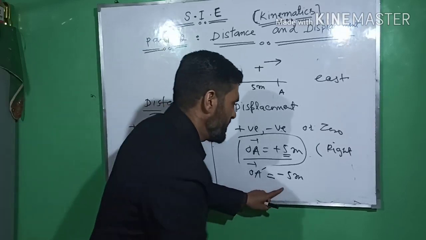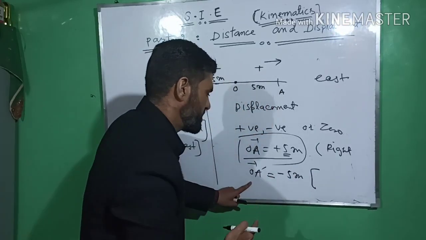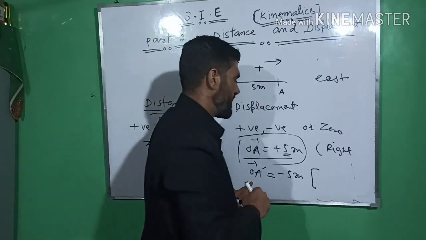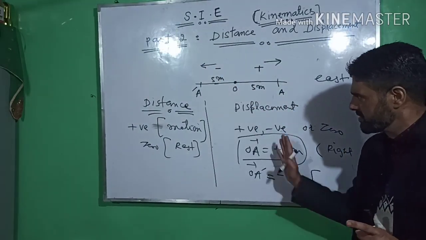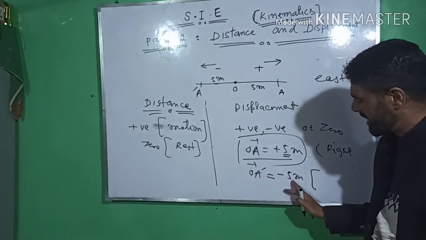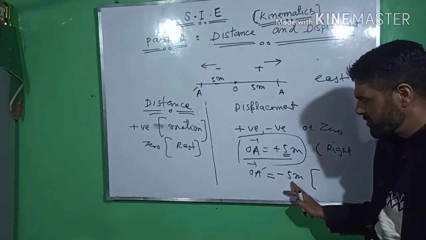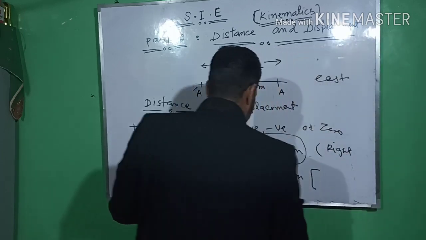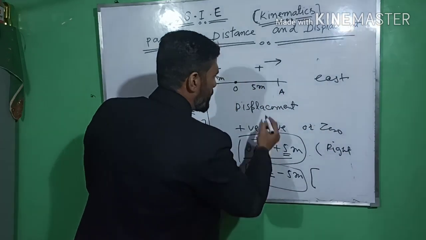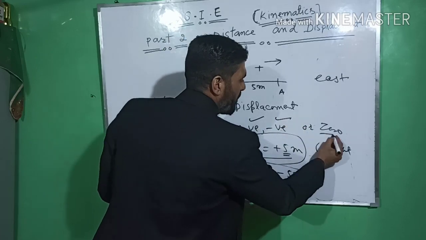This minus 5 means that, because displacement has both magnitude as well as direction, that is why I am writing here minus. Minus indicates that it is moving towards the left, and 5 is magnitude. Magnitude is always positive, but the negative sign here indicates direction. So my dear students, displacement may be positive or it may be negative. Now how can it be 0?